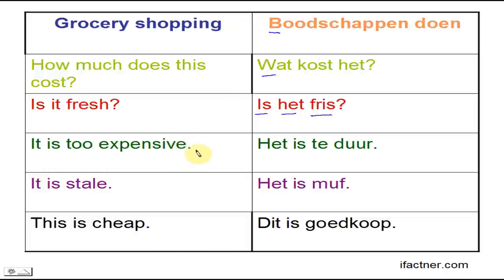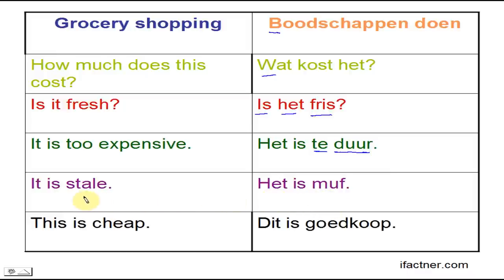It is too expensive. Het is te duur. Te is too and duur is expensive. Het is te duur. It is too expensive. It is stale. Het is muf. Het is muf.